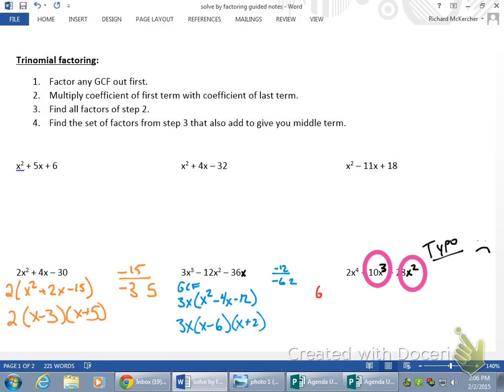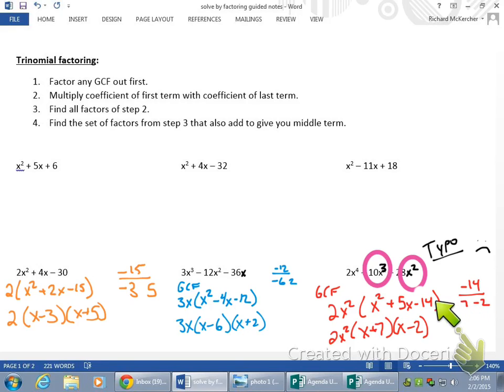I did have another typo on this last one, so if you'll make that correction first, then we're going to be able to work through it. Actually, let's skip this one. I think this one ended up being prime. I will play it, but it ended up being prime. It was a bad example. Nope, I'm wrong. I'm thinking of a different problem. This one does work. GCF factoring, and then trinomial factoring.